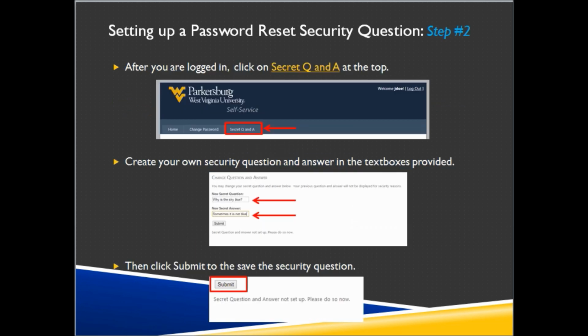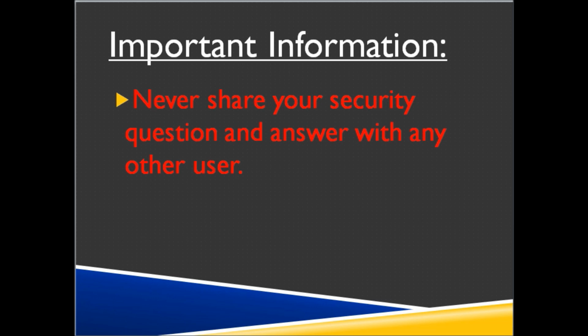Step 2. After you log in, click on Secret Q&A at the top. Create your own security question and answer in the text boxes provided. Then click Submit to save your security question. Important information. Never share your security question and answer with any other user.